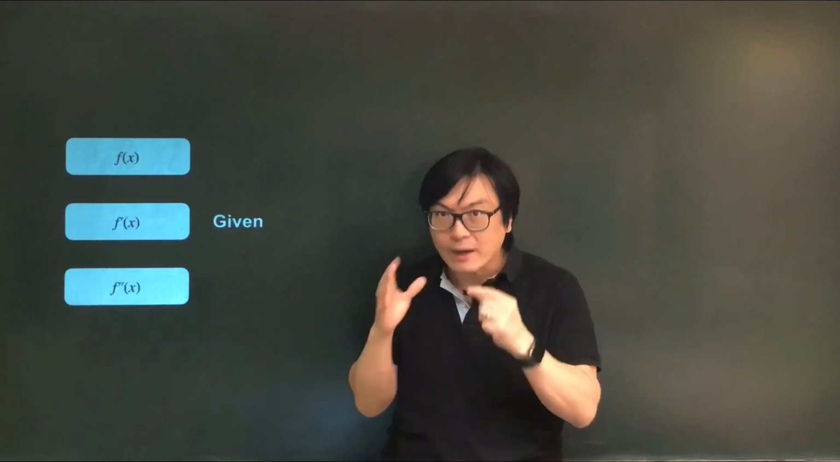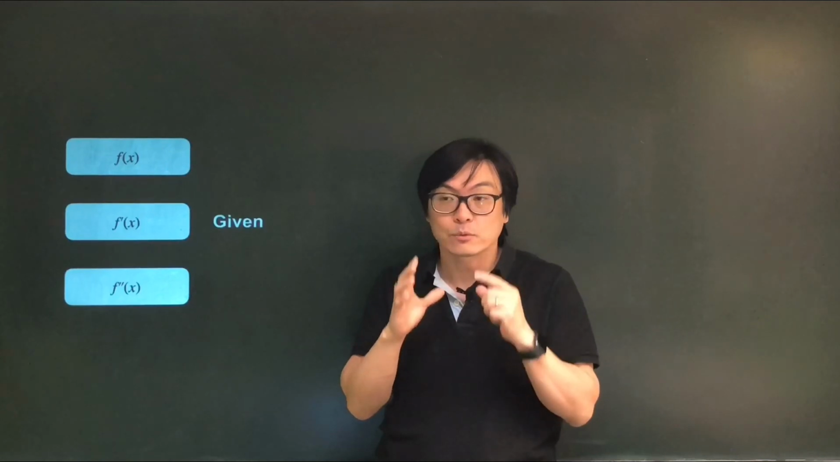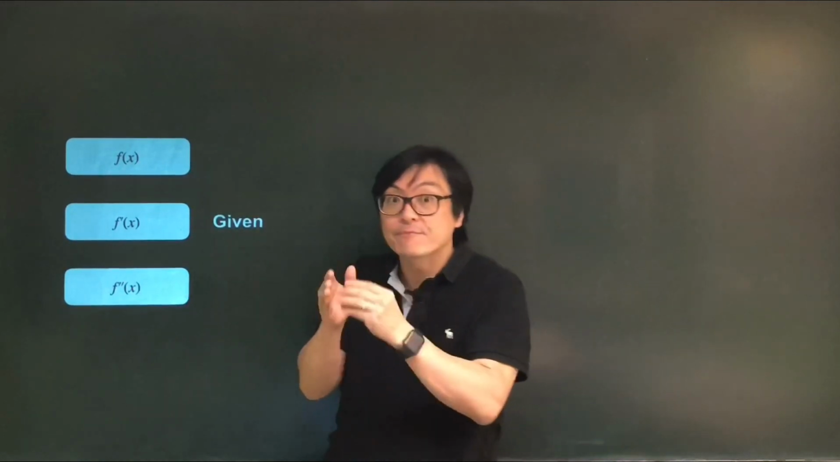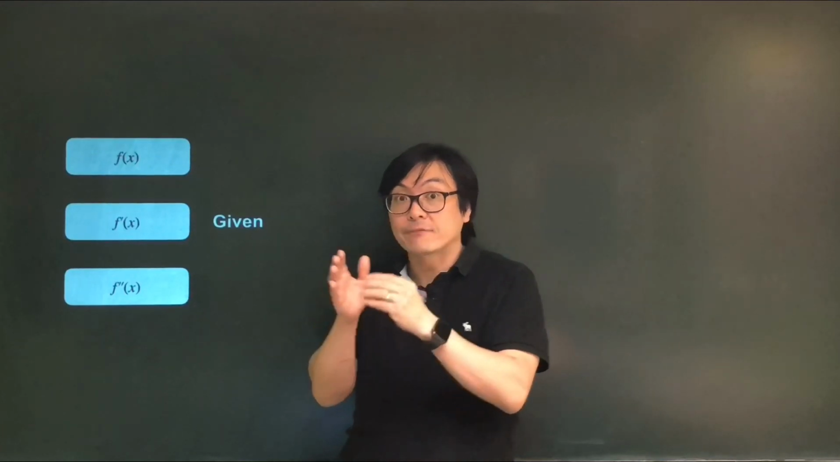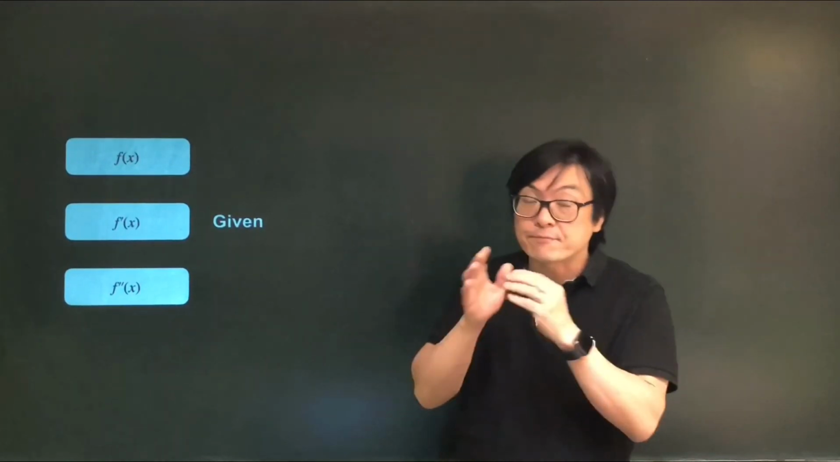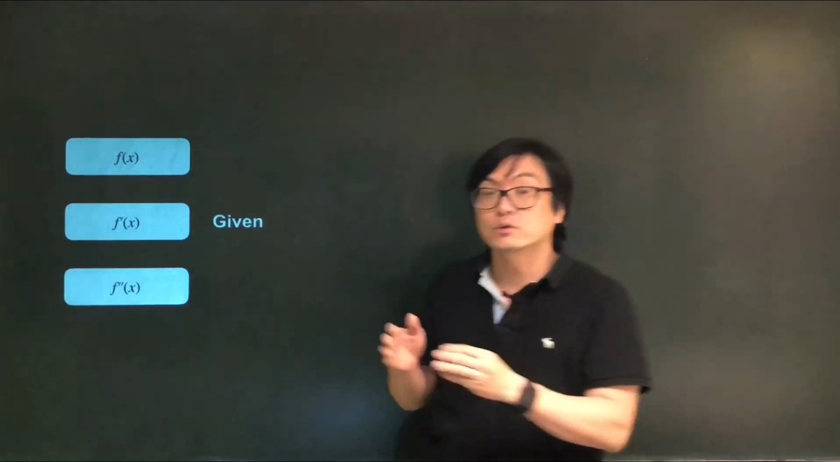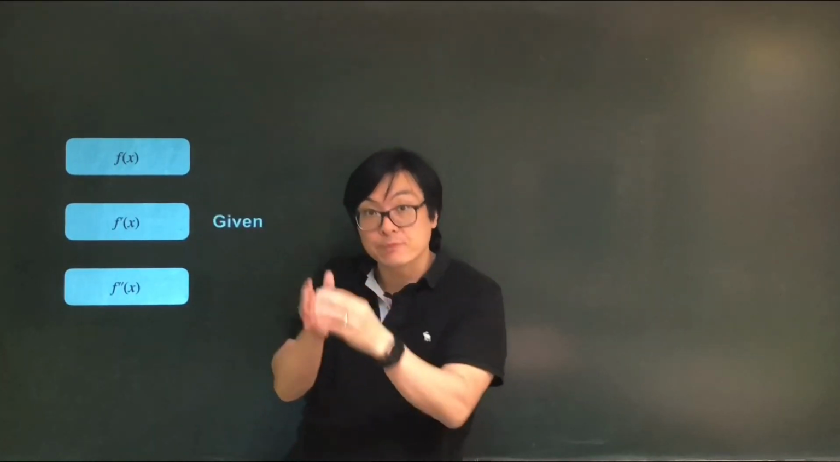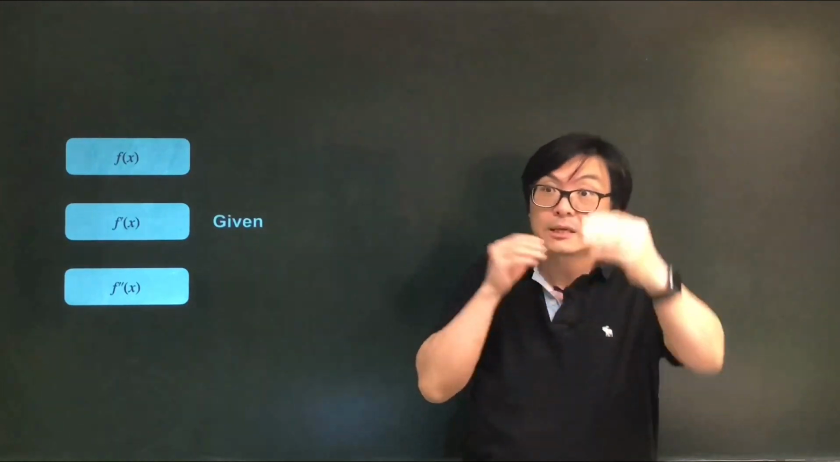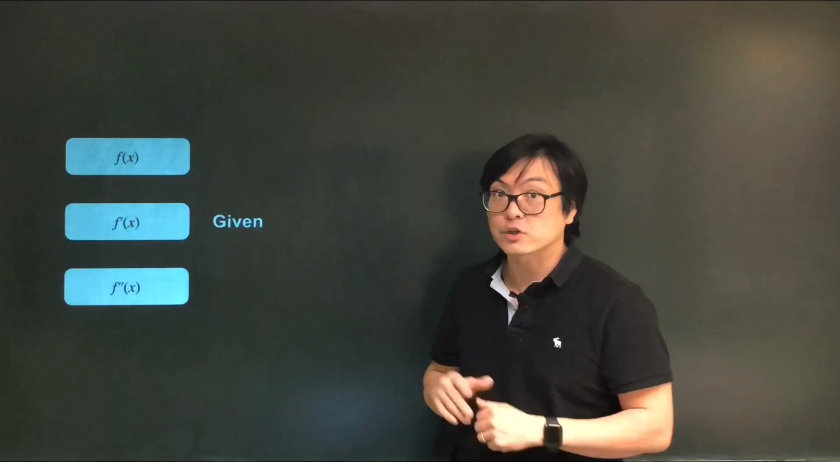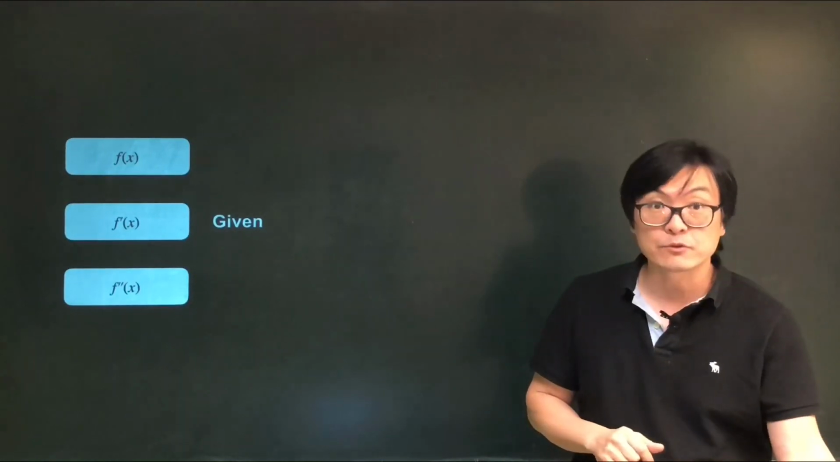You have to find out what you have. Is it f of x or f prime of x? Is it f double prime of x or f prime of x? Do we have to find f prime of x from f of x, or f double prime of x from f prime of x or f of x? This kind of relation is the most important thing that you have to catch the first time you read the question.